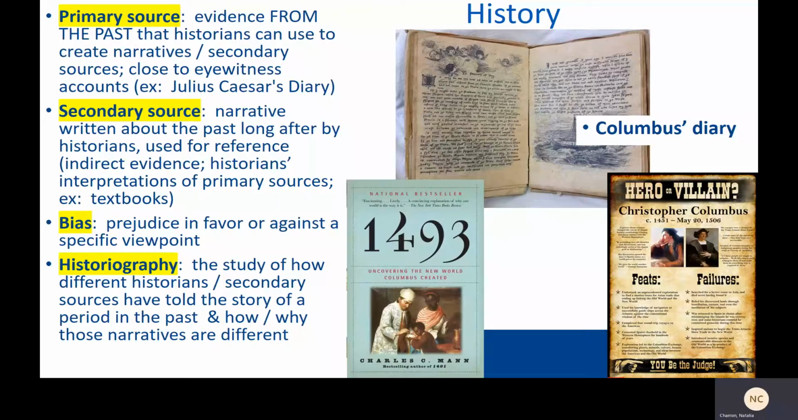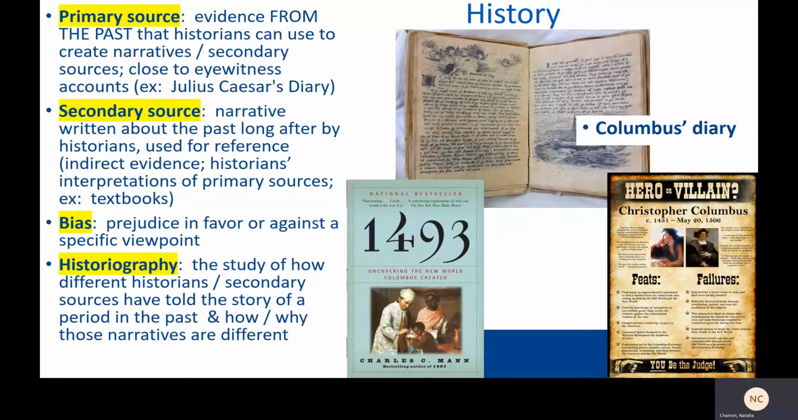Secondary sources are indirect evidence, where primary sources are direct evidence of the past from the time. Secondary sources are narratives written about the past long after the fact, mostly by historians, ideally, that are used for reference to give us a big picture overview of what the time was like. To compose secondary sources, we're relying on historians' interpretations of primary sources. So often you're going to want to read several secondary sources if you want to get a really good, less biased perspective of the past.